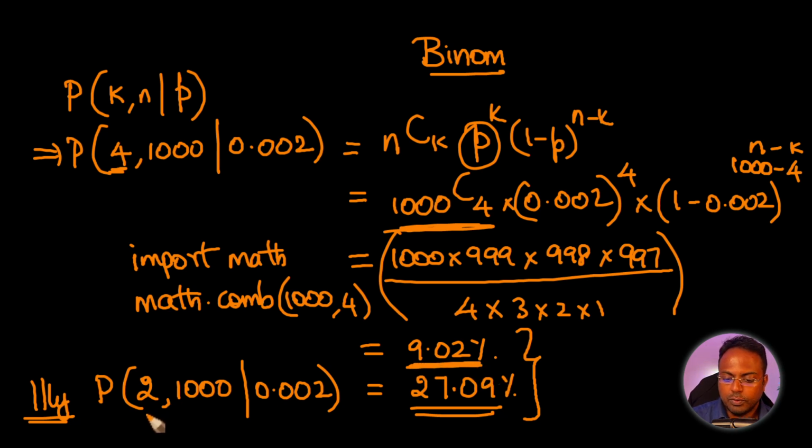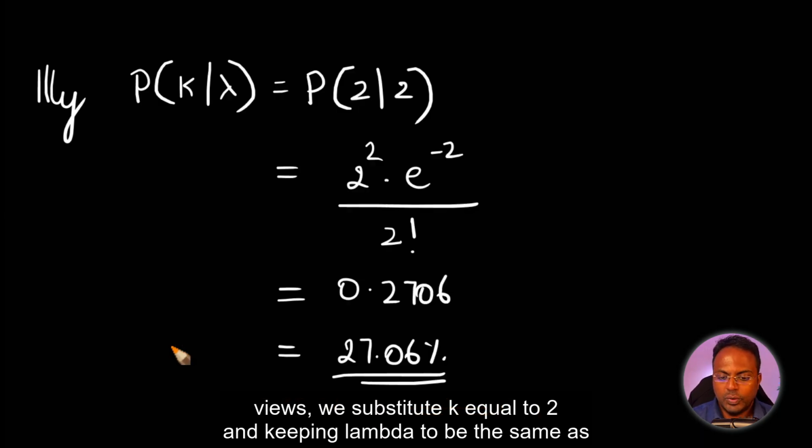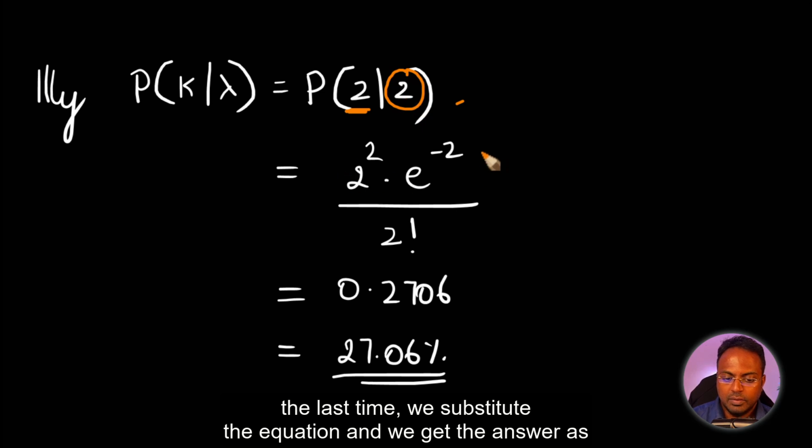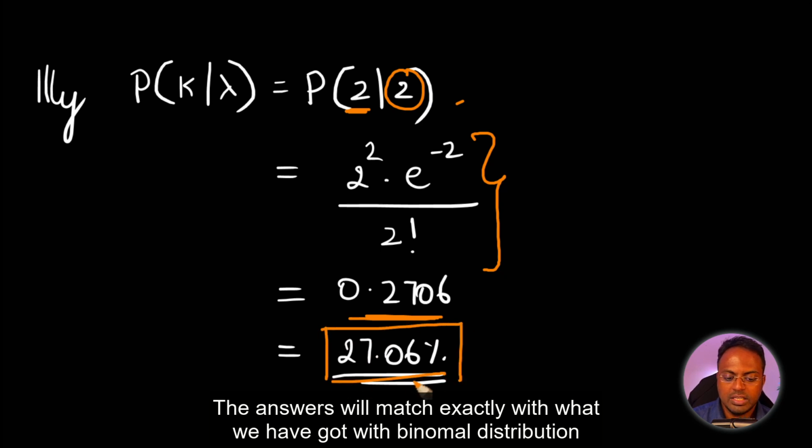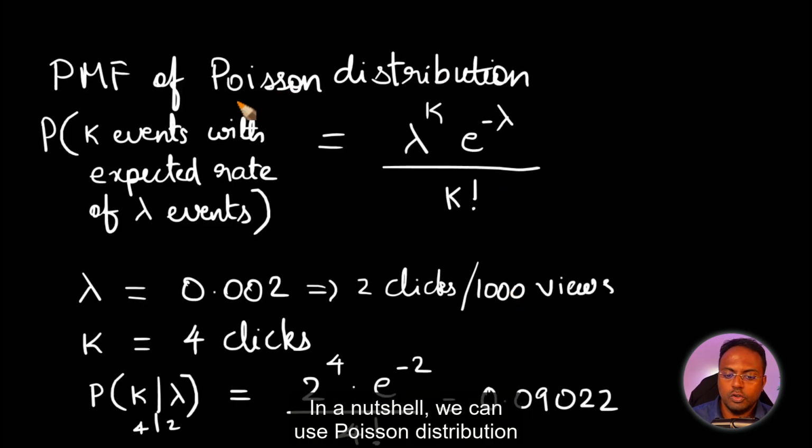Likewise, if we want k, the number of clicks, to be 2 clicks for 1000 views, we substitute k equal to 2 and keep lambda the same as last time. We substitute in the equation and we get the answer as 0.2706. The answers will match exactly with what we got with binomial distribution. So in a nutshell, we can use Poisson distribution.